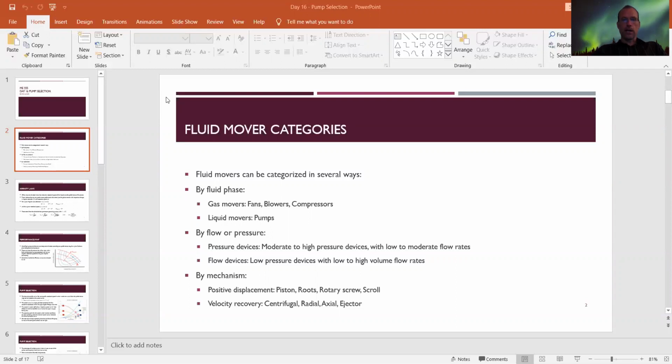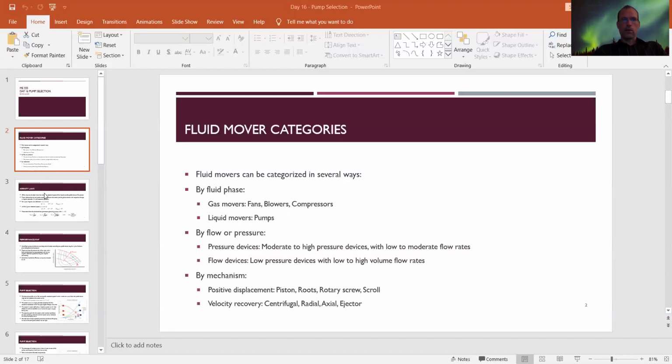And the last thing is by mechanism. So how is this actually accomplishing moving the fluid? Is it some sort of positive displacement mechanism, piston, rotary screw, scroll, roots, thing of that nature? Or is it a velocity recovery system? So centrifugal, radial, axial pumps or ejector type pumps.